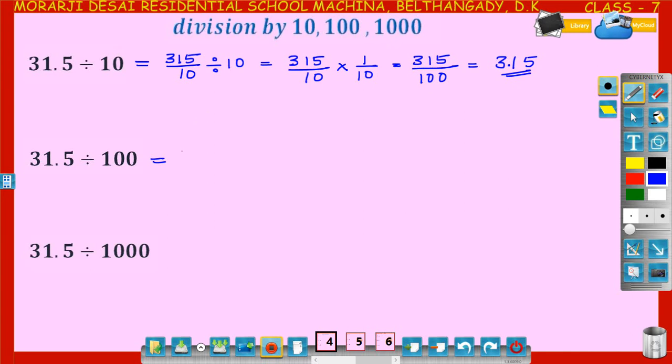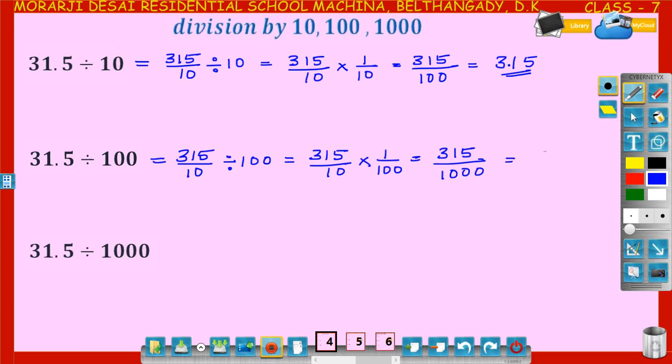31.5 by 100. 31.5 is 315 by 10, divided by 100. Now 315 by 10 into the reciprocal of 100, which is 1 by 100. That is 315 by 1000. Now we have to convert into a decimal. Write the numerator as it is. Look at the number of digits. Here 3 digits, but in the denominator we have 4 digits, so add zeros to the left. Now after the decimal point, how many digits should come? 3 digits, because there are 3 zeros here, so that is 0.315.